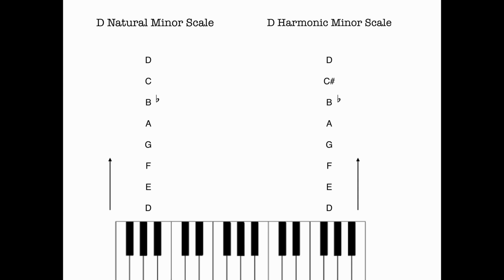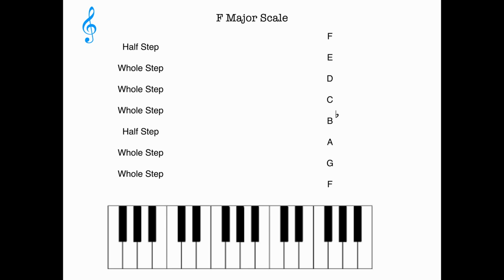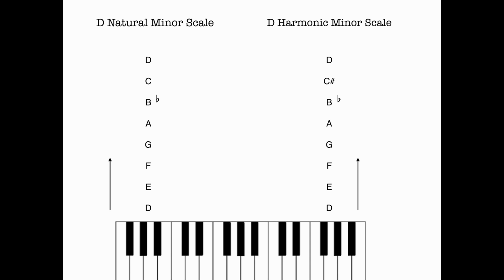How does that help us? Because we now know that D natural minor has the same number of sharps and flats as F major. If we remember, F major had a B flat, resulting from this pattern. So we know that D natural minor also has a B flat. Alternatively, we could use the intervallic pattern on the previous slides of the natural minor, whichever you feel more comfortable with.